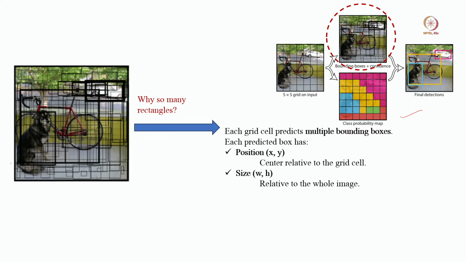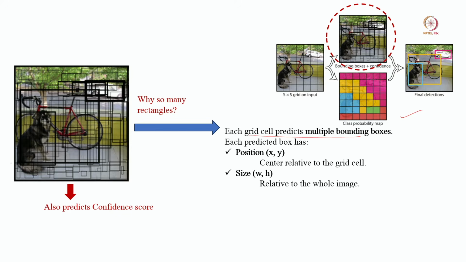So, from each grid cell there will be multiple bounding boxes. Some will be exactly correct, some may be a little offset to the left, some to the right, some up, some down. Each predicted box has a position x, y, which is the center relative to the grid cell, and the size, which is the width and the height relative to the whole image. Since each grid cell predicts multiple bounding boxes, there are so many overlapping boxes here.